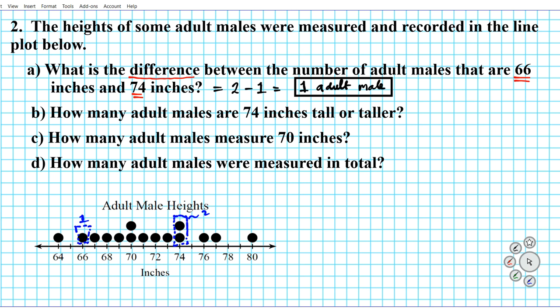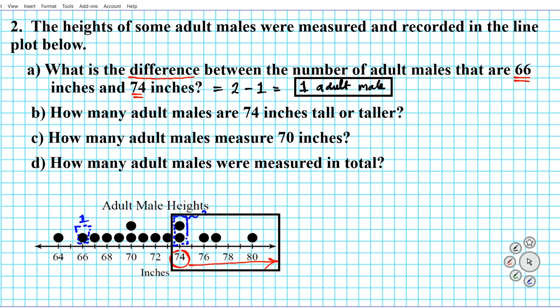Okay, let's take a look at number 2b. How many adult males are 74 inches or taller? Oh, so here we are looking at a range. Okay, so 74 inches or taller basically means that we're going to focus our attention on just a part of the entire data set. What is it? We're going to look at 74 and everything to the right of 74. Okay, so let me just show you something real quick. So it's as though we're just looking at this portion of the entire graph. Why is it just this portion? Because those are the only data points that are 74 or taller.